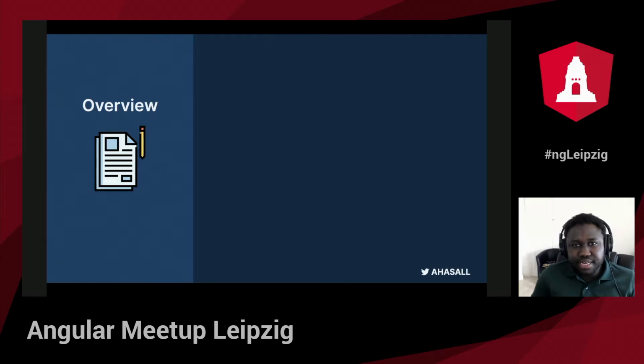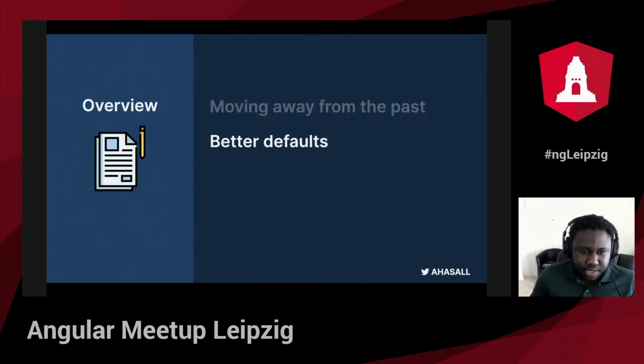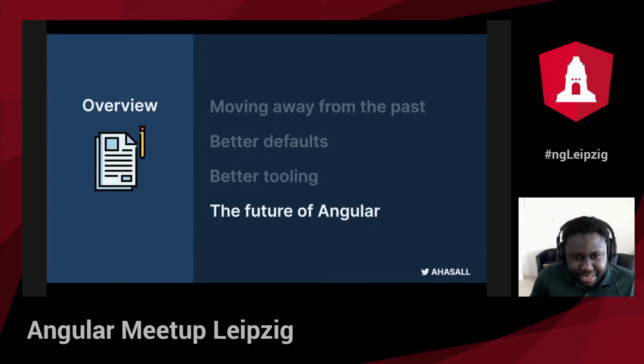And instead of listing all the changes one by one, I have tried to group them into 4 logical categories. So I will start by talking about how Angular is moving away from the past. I will also discuss the new defaults and how they are better than the previous ones. I will also talk about the evolution of the tooling around Angular before ending my presentation by talking about what the future of Angular is, in my opinion.